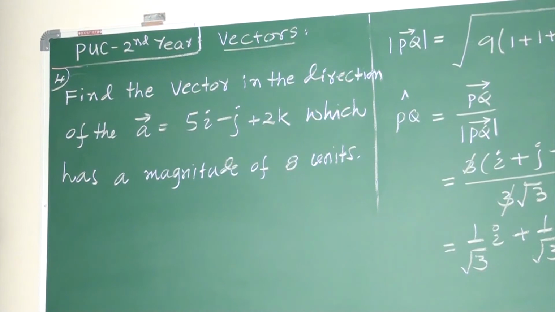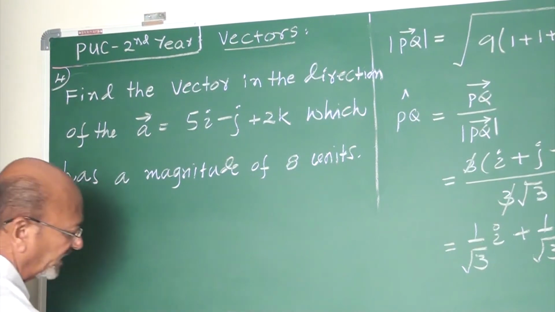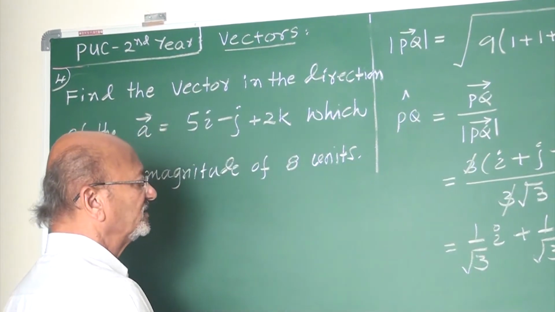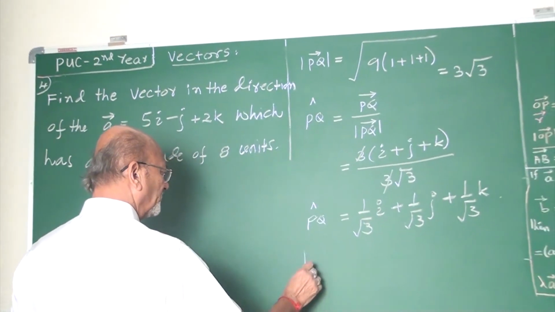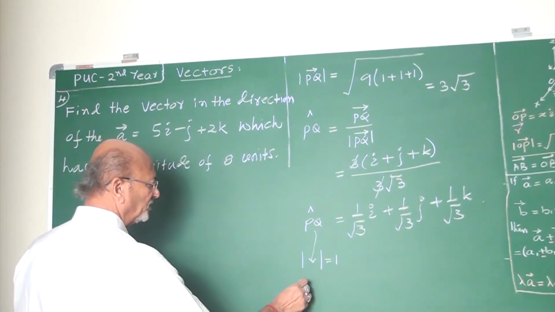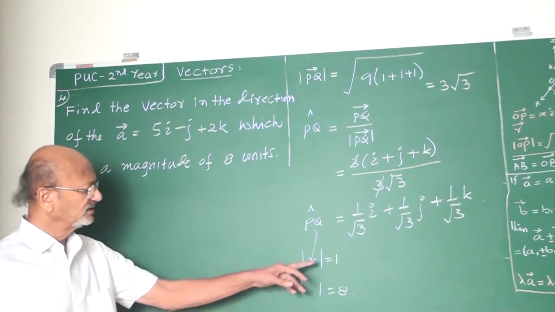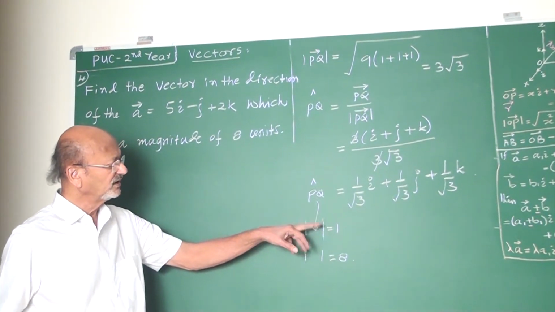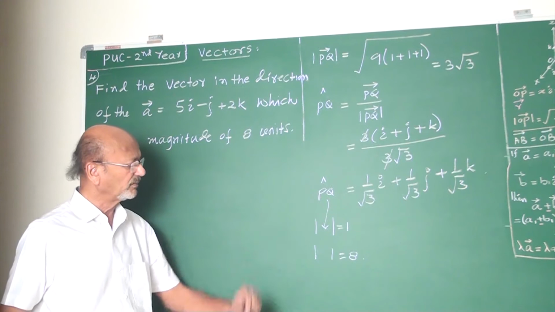Tell me, my friends, you wanted first what? In the direction of the vector. What is this, my friend? This is a unit vector PQ cap. What is its magnitude? Magnitude of this is 1. What you wanted is a magnitude of 8 units here. To get the 8 units, you have to multiply this 1 by 8. Then what is the numerator? You have to multiply vector PQ by 8.